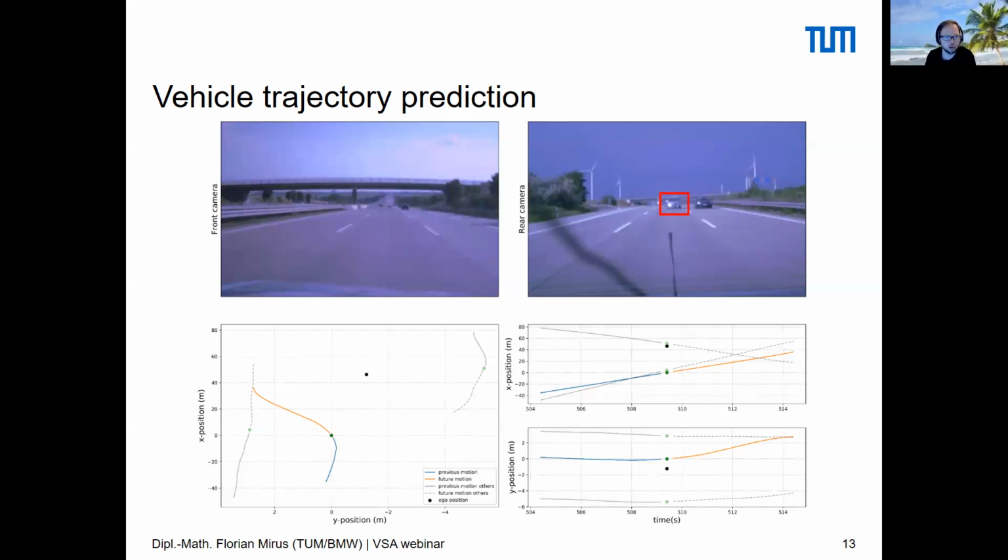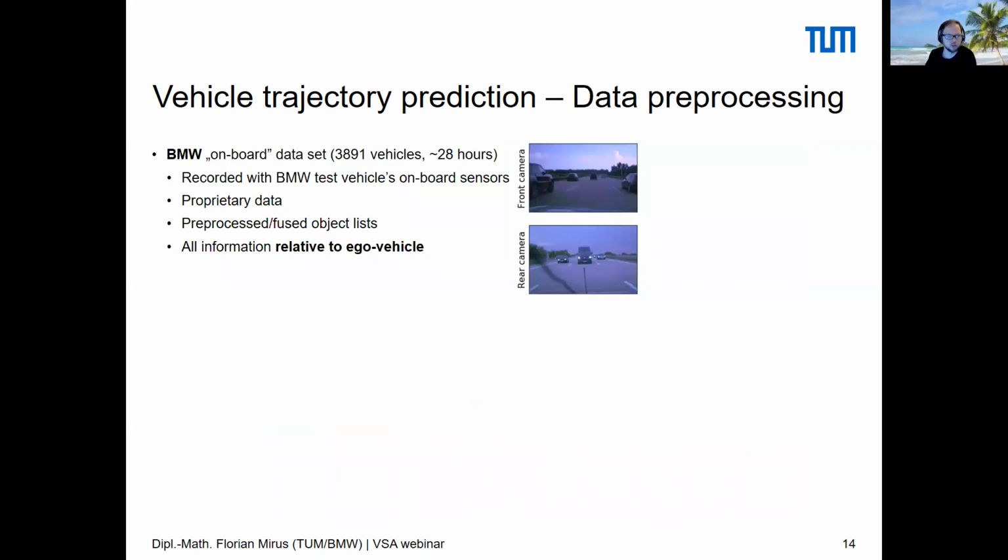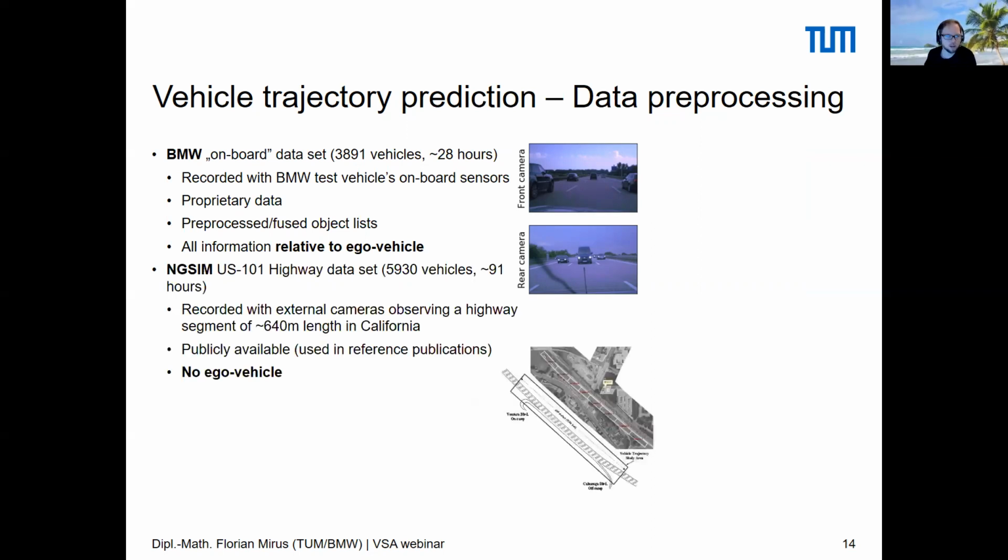Before I talk about how I actually approached this task, I want to show you the data that I've been using. I'm using 2 data sets here: a BMW onboard data set, which is recorded with a BMW test vehicle's onboard sensors, which is proprietary data. The data comes in the form of pre-processed and already fused object lists with all information being recorded relative to the ego vehicle. In contrast, I'm also using the NGSIM US Highway data set, which is recorded with external cameras observing a highway segment in California. This is publicly available data, but there is no ego vehicle involved.